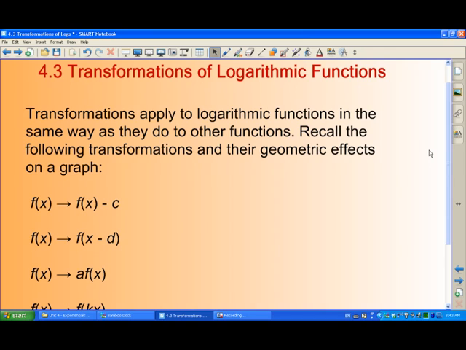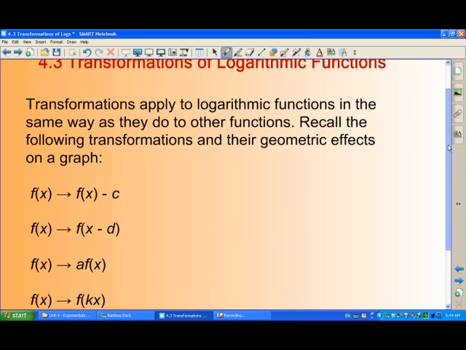Lesson 4.3, transformations of logarithmic functions. We're going to see today how we can transform logarithmic functions in a similar way to the functions that you transformed last year in grade 11 math. Just to get us started, let's remember how different transformations affect a function.